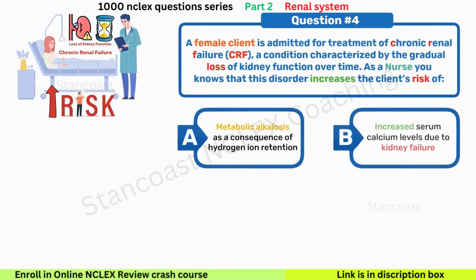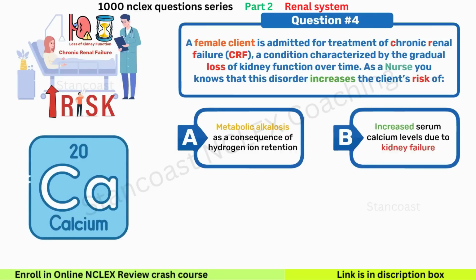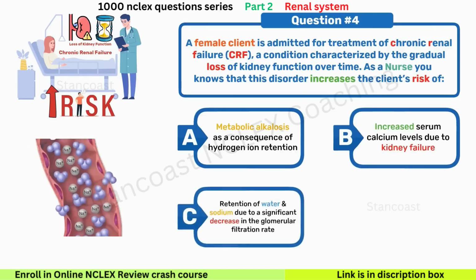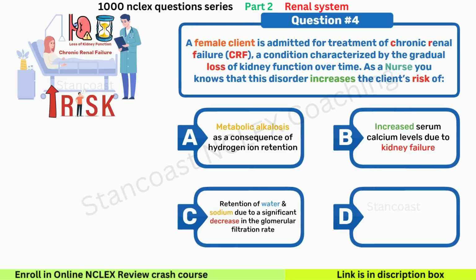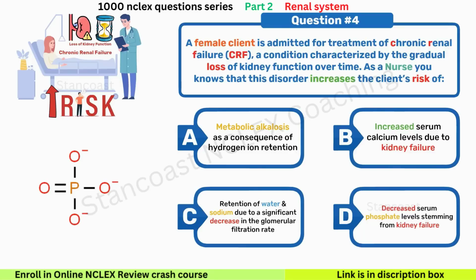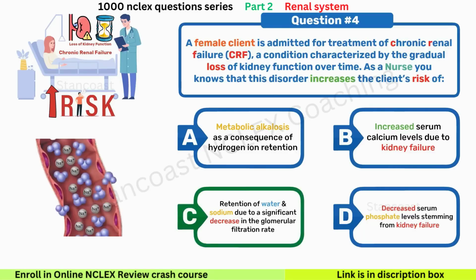B. Increased serum calcium levels due to kidney failure. C. Retention of water and sodium due to a significant decrease in the glomerular filtration rate. D. Decreased serum phosphate levels stemming from kidney failure. Correct answer: C. Retention of water and sodium due to a significant decrease in the glomerular filtration rate.